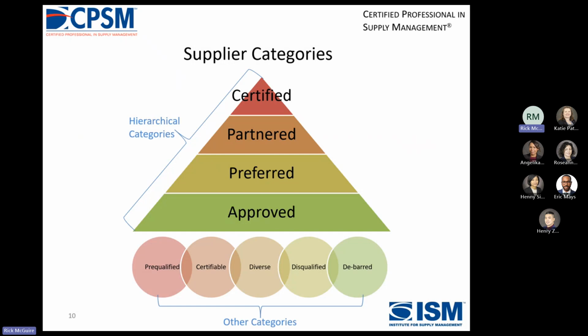So here's ISM's idea on supplier categories. And then I'll ask you questions on this particular scenario. At the top is certified. Next one down is partnered, then preferred, and then approved. So those are the hierarchical categories, those four. Then they've got these other categories down here, and some of them are pretty silly. But pre-qualified, certifiable, diverse, disqualified, and debarred. We'll cover these.